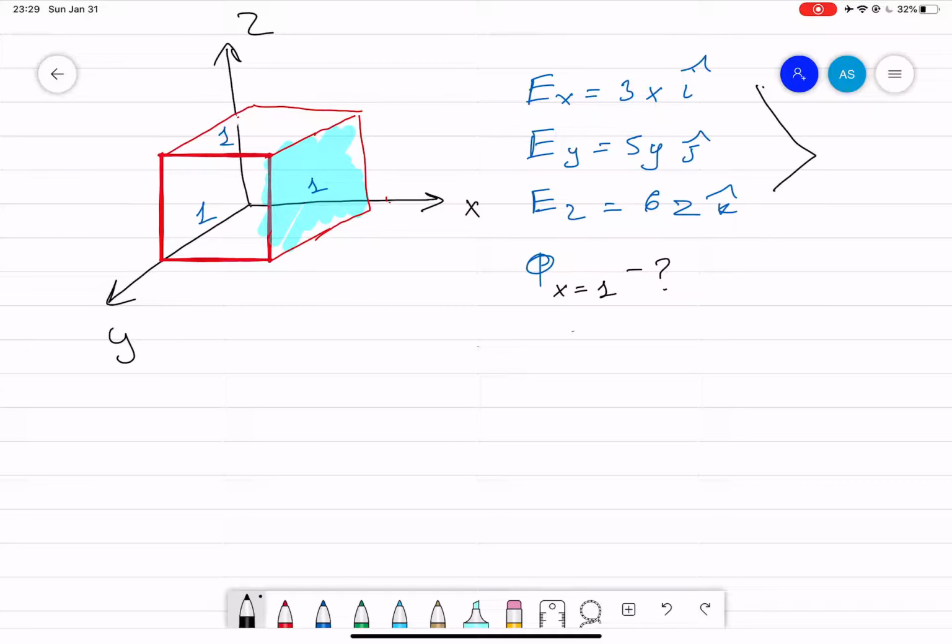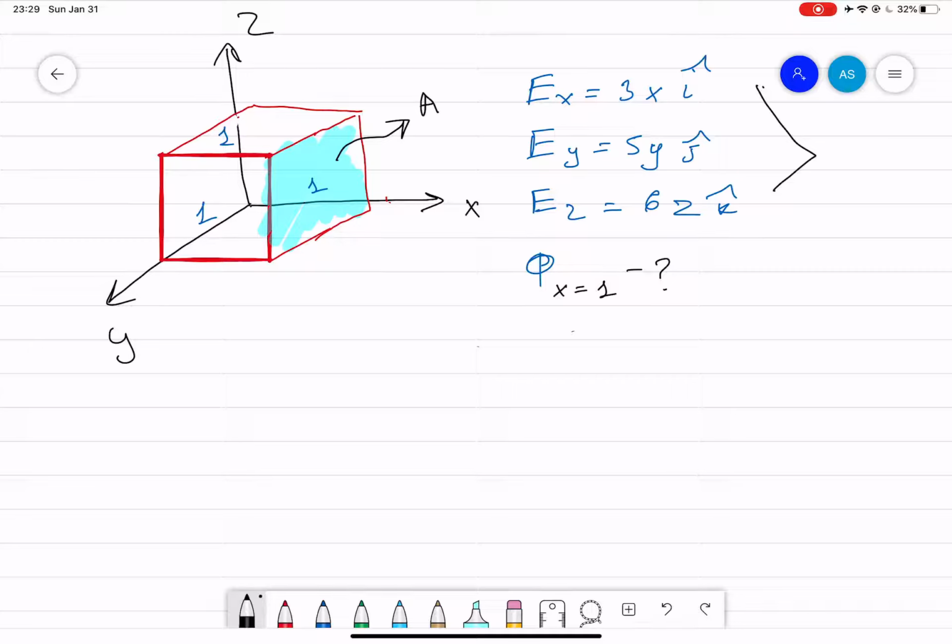Now we want to find the electric flux through the cube at the side where x is equal to 1. That means we have to find the electric flux passing through this area. So how can we find it?